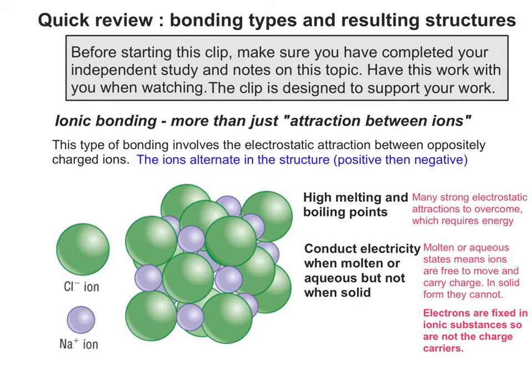So the electrons are never the charge carriers. In this case, it's the ions. And finally, on ionic bonding, the name of this type of structure is called giant ionic. It's important to remember this when you're doing longer answer exam questions of the descriptive style.